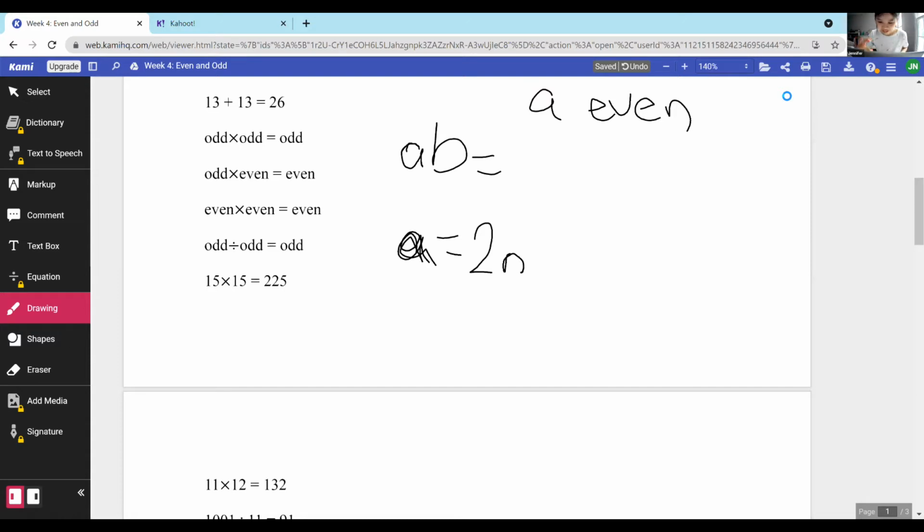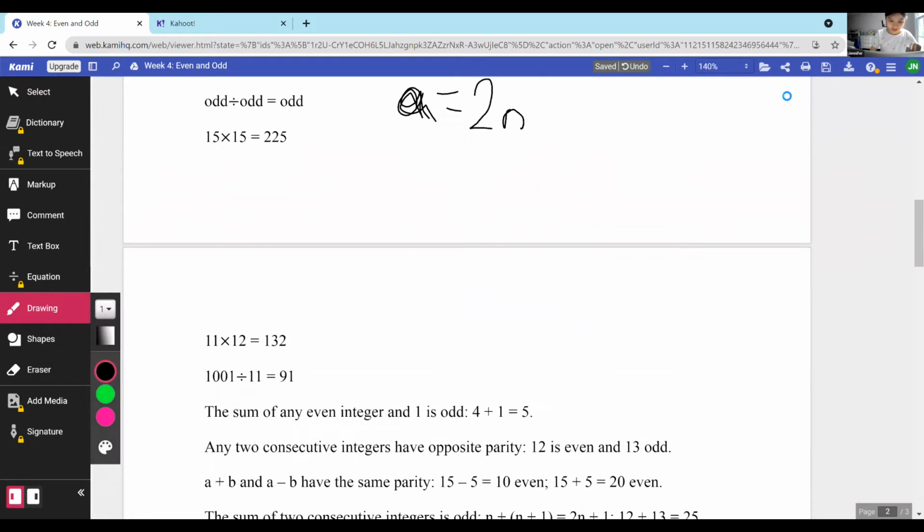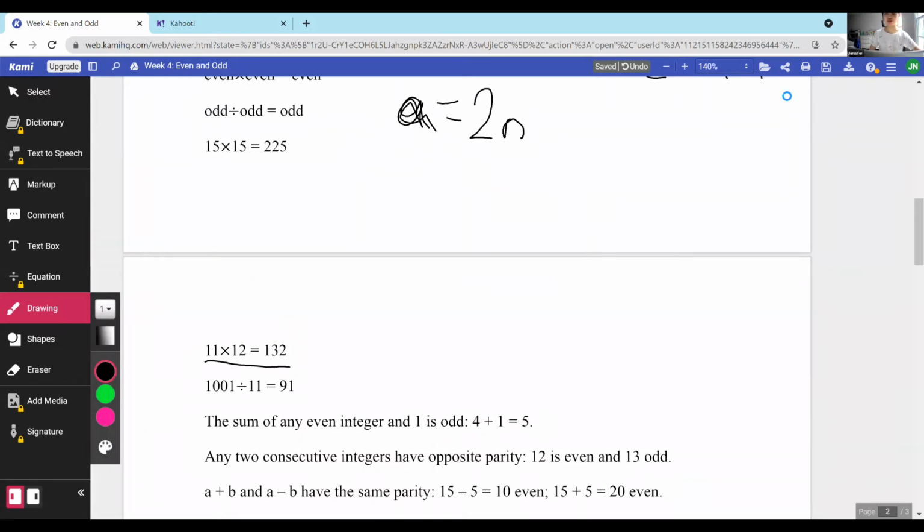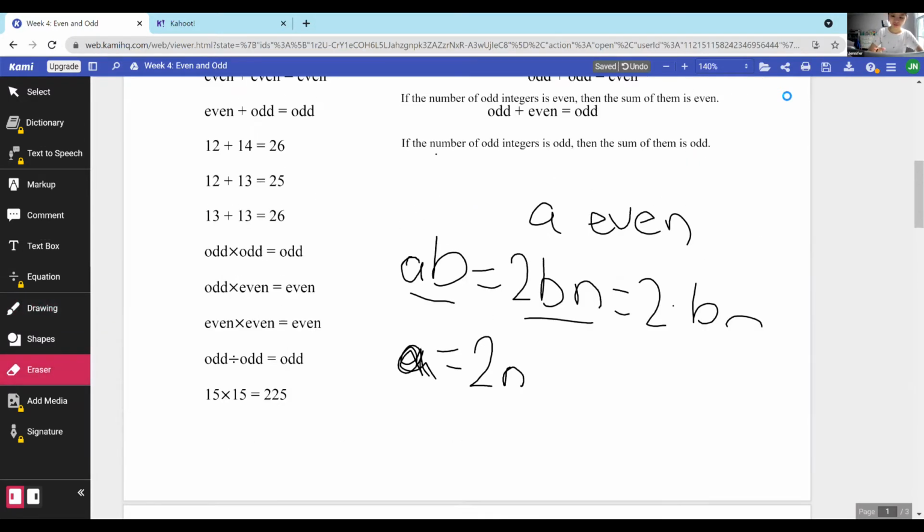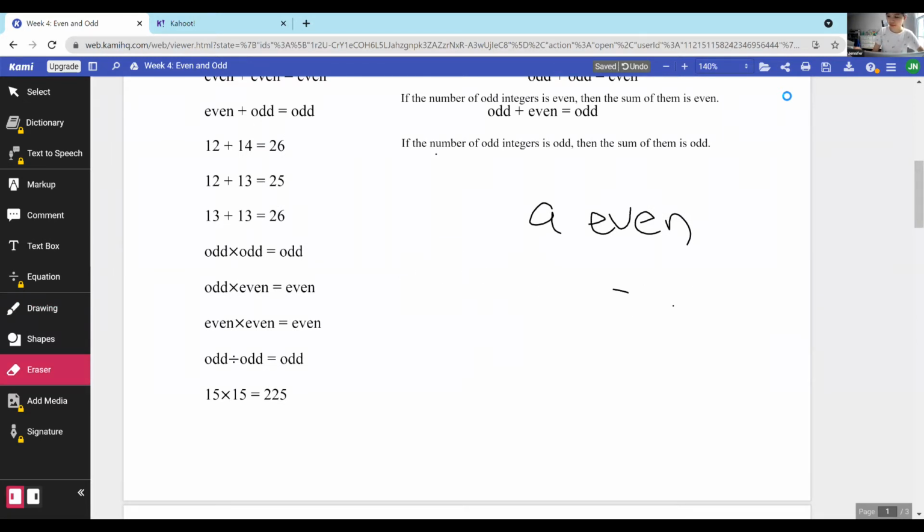That's true. So I'll quickly demonstrate it for those who want to. Just write this as 2 times bn, which is equal to 2 times bn, which is even. For example, you could see them in 11 times 12, which is 132. And also, for dividing two integers, the result is not always an integer, but if it is an integer and it's odd divided by odd, it'll have to be odd. And you can prove this by contradiction.